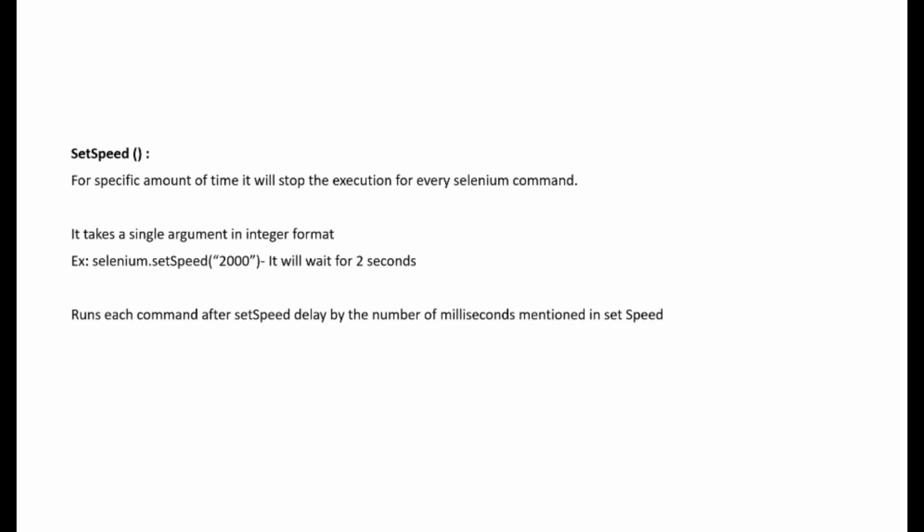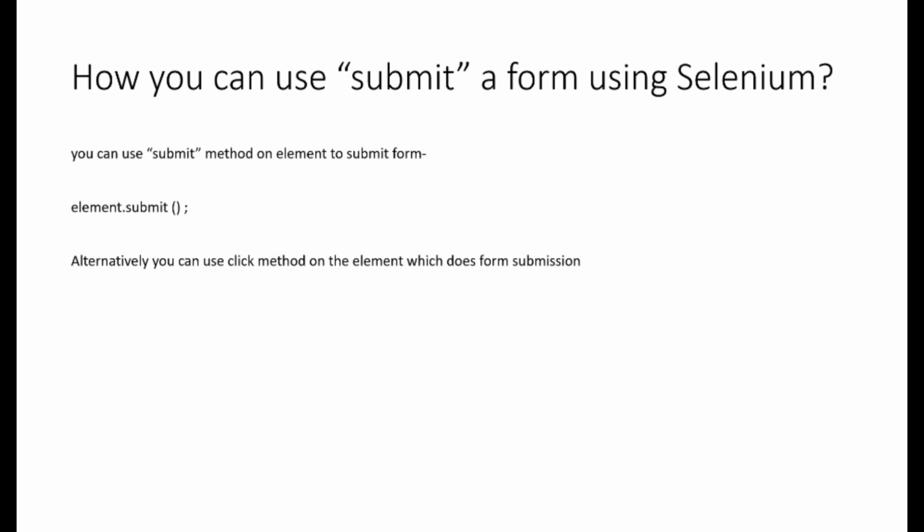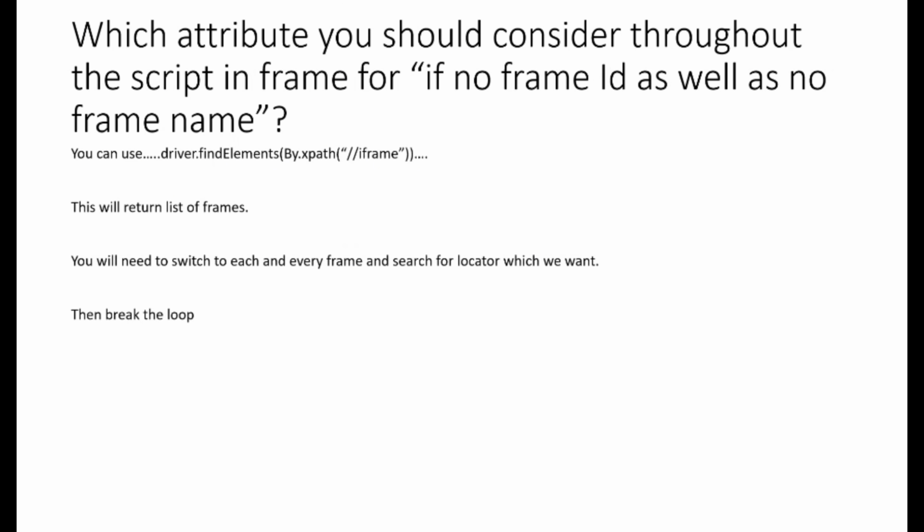What is setSpeed? For a specific amount of time, it will stop the execution for every Selenium command. It takes a single argument in integer format. Selenium.setSpeed(2000) will wait for 2 seconds. It runs each command delayed by the number of milliseconds mentioned in setSpeed. To submit a form using Selenium, the user can use the submit method on the element, element.submit. Alternatively, you can use the click method on the element which does the form submission.